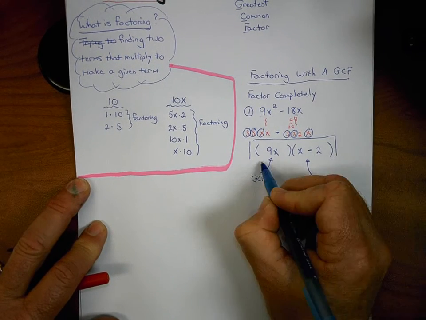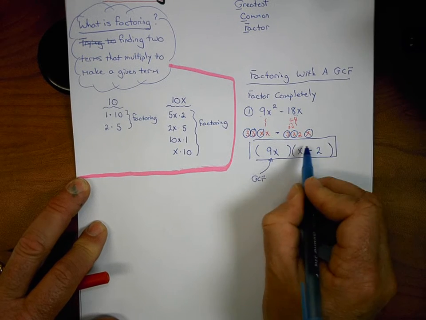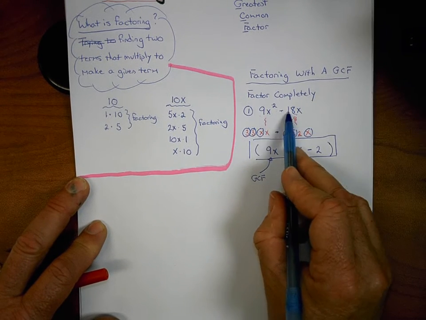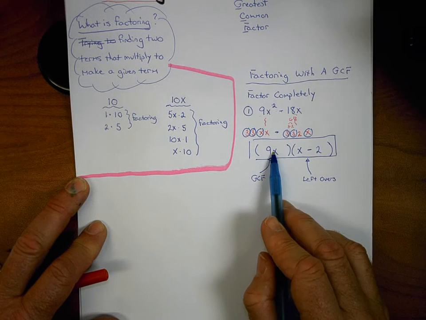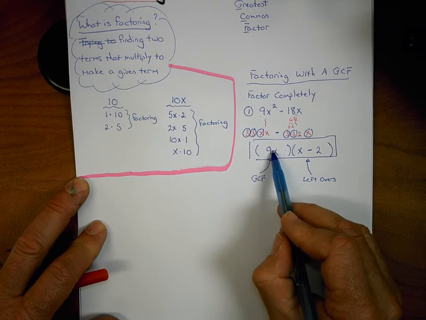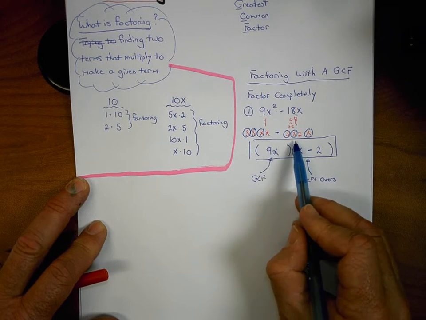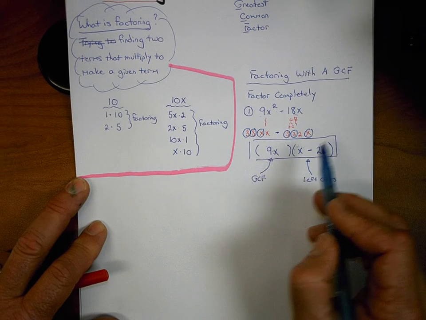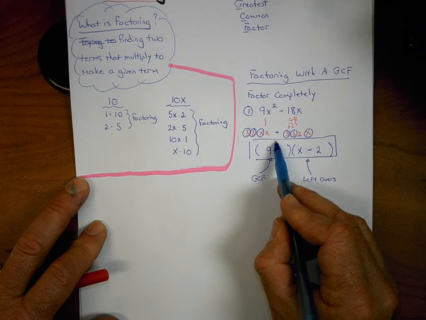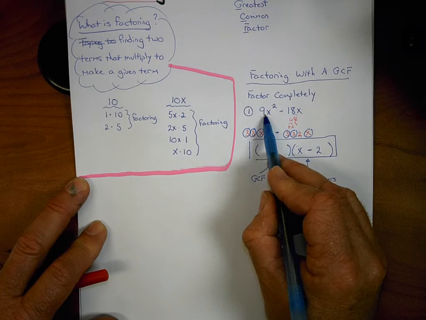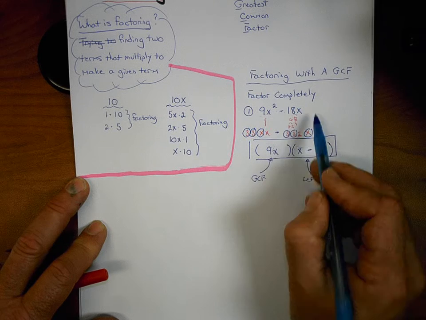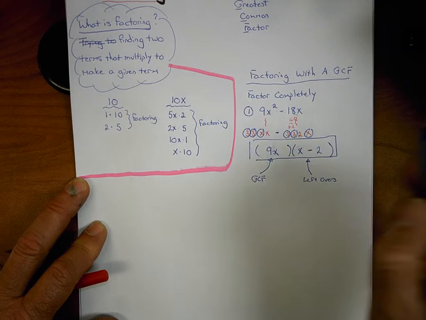9x times x minus 2, that right there is the factorization of 9x squared minus 18x. Why is that the factor? Well, if I multiplied this 9x back out, would I get back to the given term that I had? Absolutely, I would. 9x times x is 9x squared. 9x times negative 2 is negative 18x. That would be the factor for number 1.